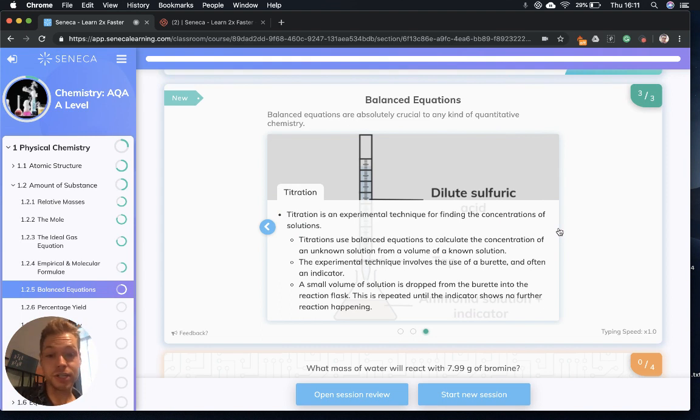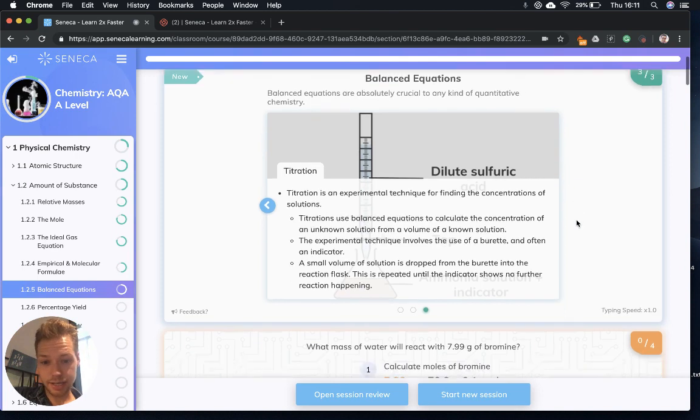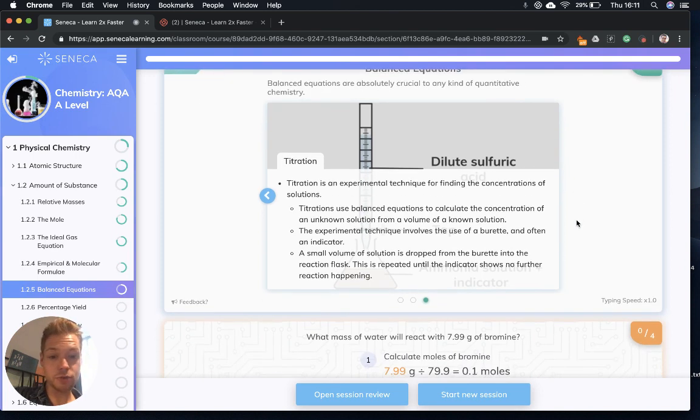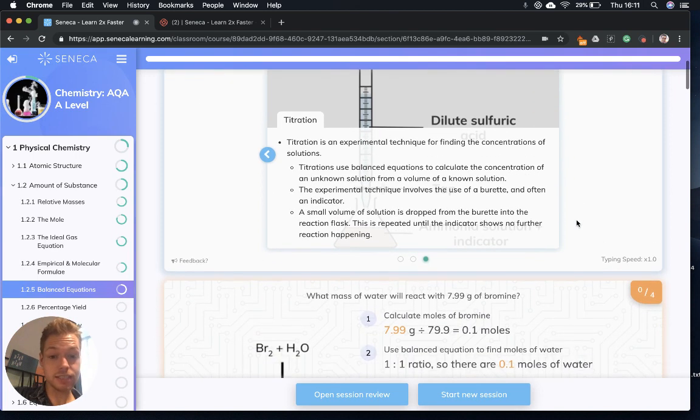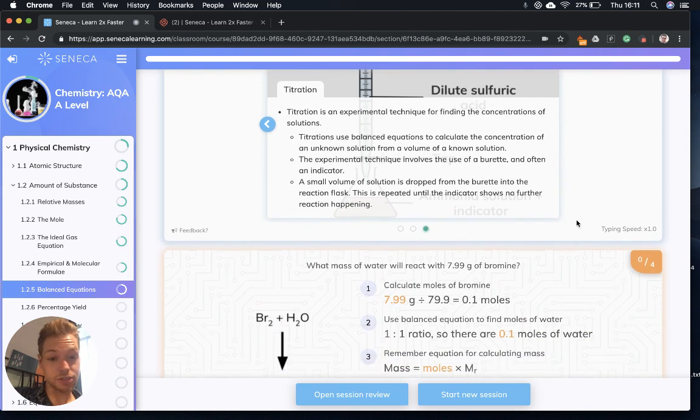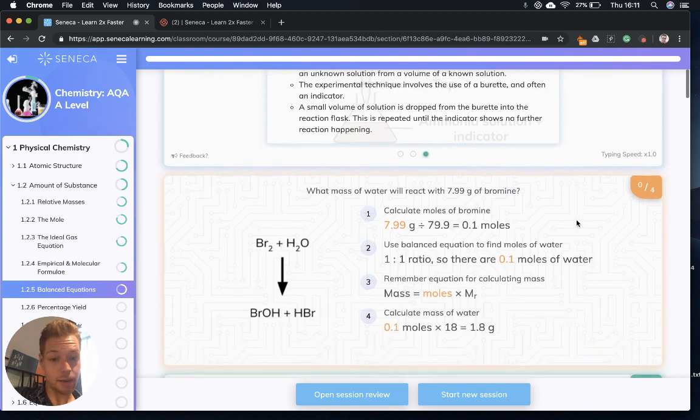Now, titrations are an experimental technique for finding the concentration of solutions. They use balanced equations to calculate the concentration of an unknown substance from a volume of a known solution. The experimental technique involves the use of a burette and often an indicator. A small volume of solution is dropped from the burette into the reaction flask, and this is repeated until the indicator shows no further reaction happening.